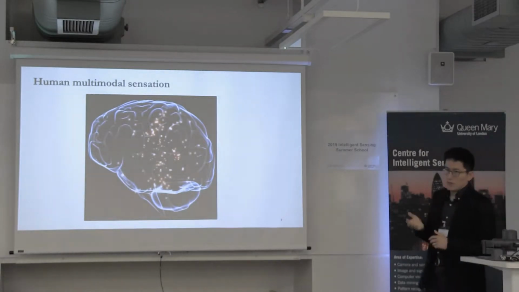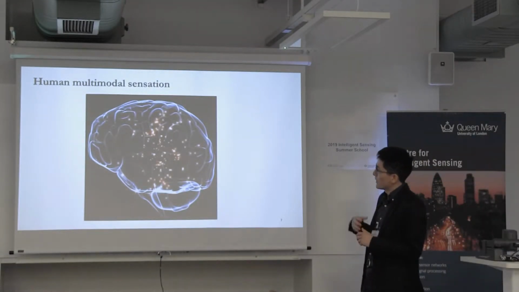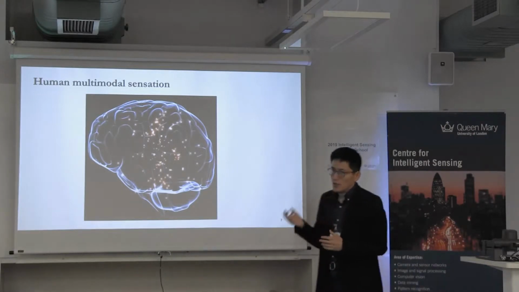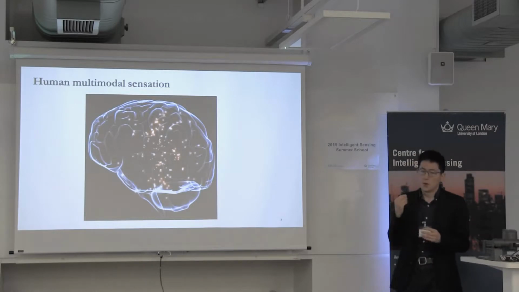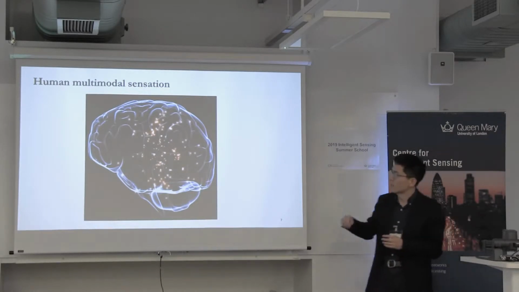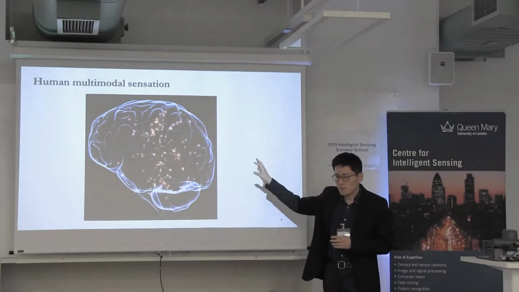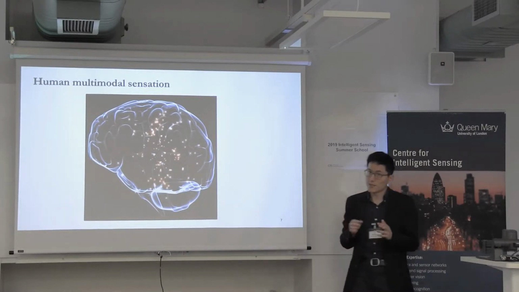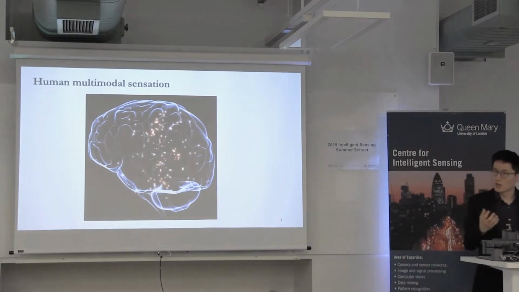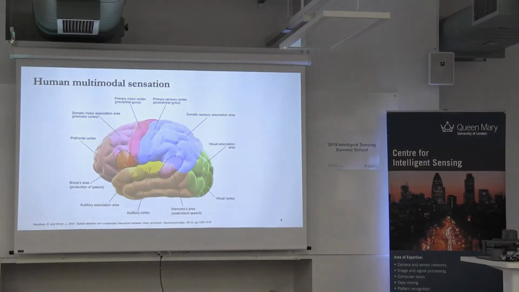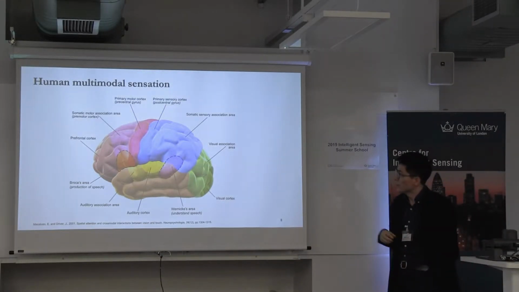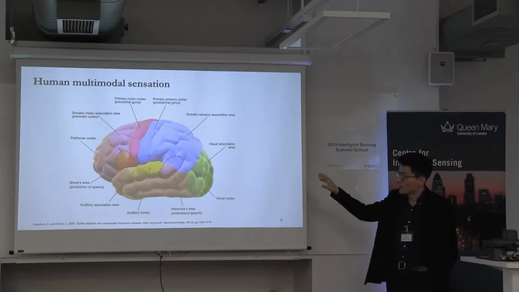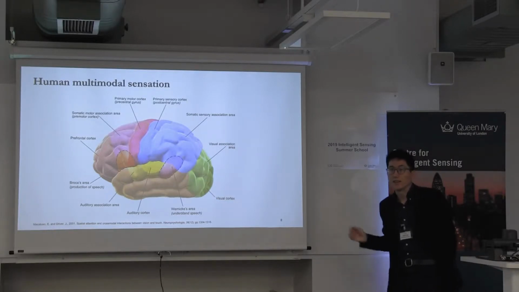But for our human brain, we have this multimodal sensation. There are some psychological experiments that show that both vision and tactile sensing can activate some of the same parts in our human brain. It means we have multimodal or cross-modal sensation in the human brain. For example, we have different cortices for different sensory inputs, and some of these cortex parts are responsible for both vision and tactile sensing.